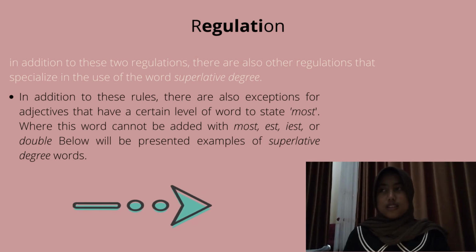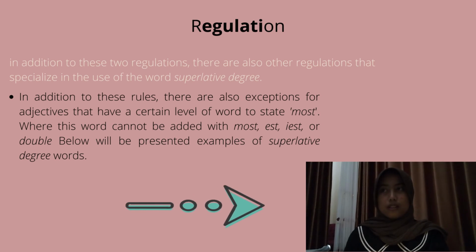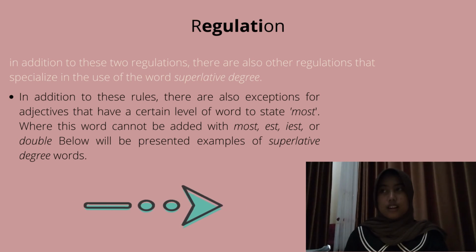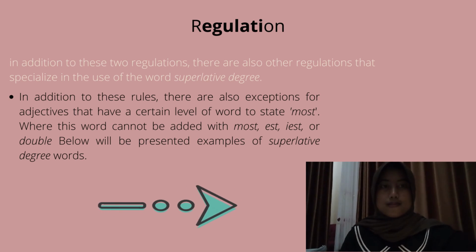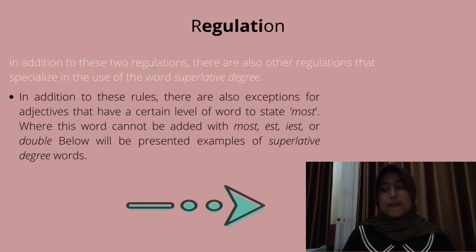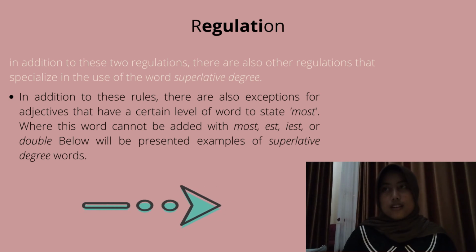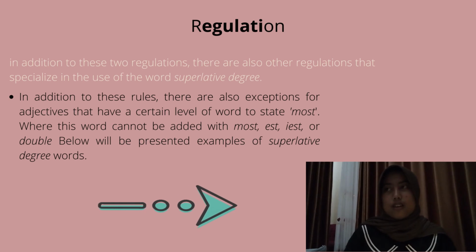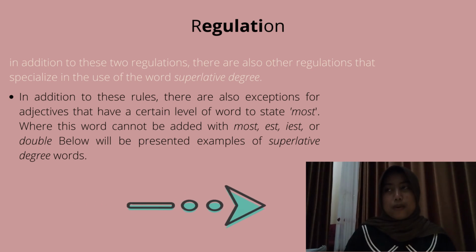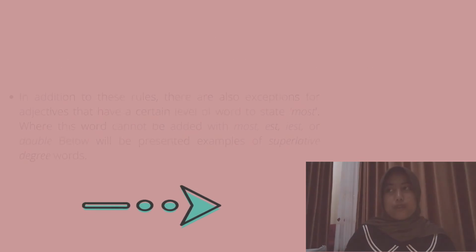In addition to these rules, there are also exceptions for adjectives that have a certain length of word that start with most. This word cannot be added with most. As in the table below, here are examples of superlative degree words.